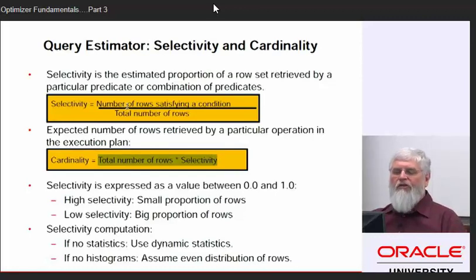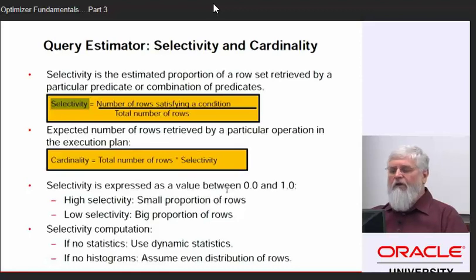The selectivity is expressed as a value between 0 and 1. Okay, 0 says it's very selective. In fact, it acts as a wall, doesn't pass any rows through. 0.1 will pass 10% of the rows. 1 passes all the rows. So a high selectivity value, which is closer to 0, returns a small portion of the rows. The closer it is to 1, the bigger the portion of the rows it returns, and the lower we consider the selectivity.